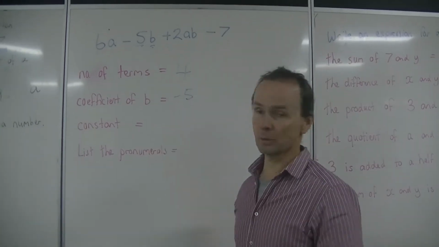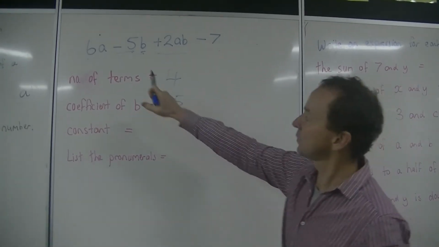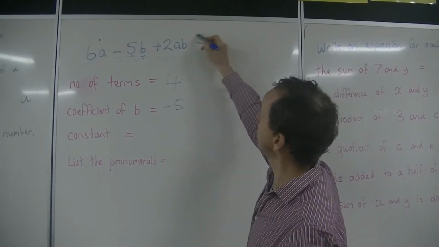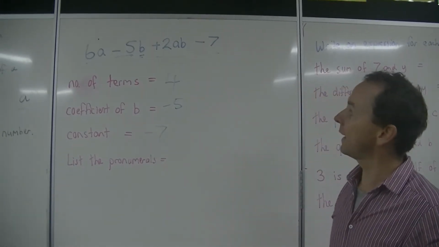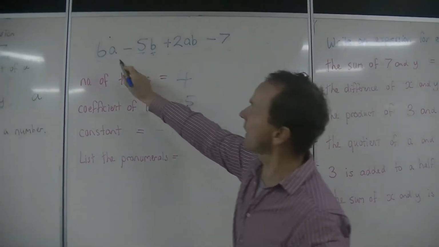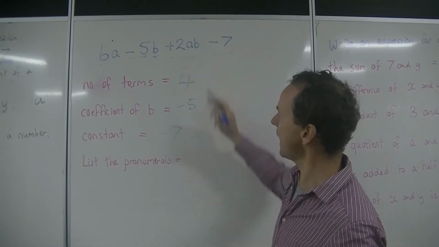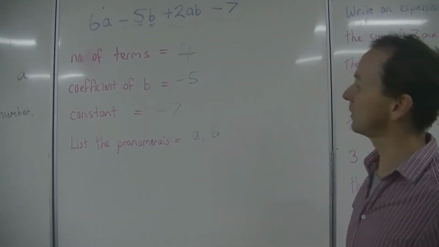What's the constant? What's a constant again? A constant is a term that's just a number. So we have a look up here, and the constant is here. Be careful, it's negative. So negative 7. And list the pronumerals. So what are the letters there? There's an A and a B, an AB, but so we just write A and there's B. They're the letters that we've used.